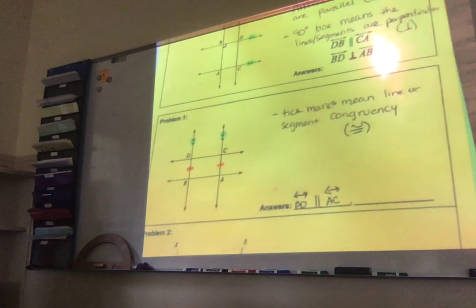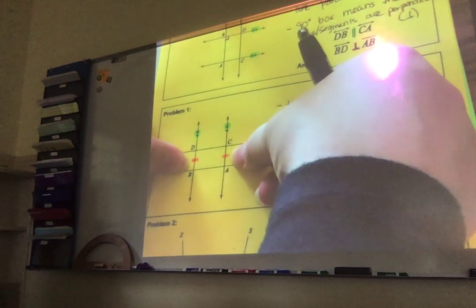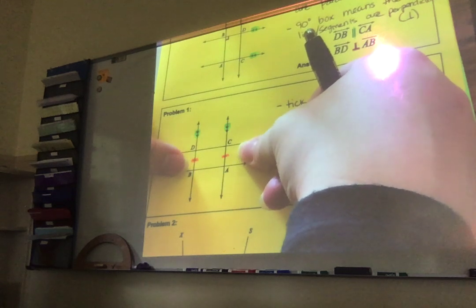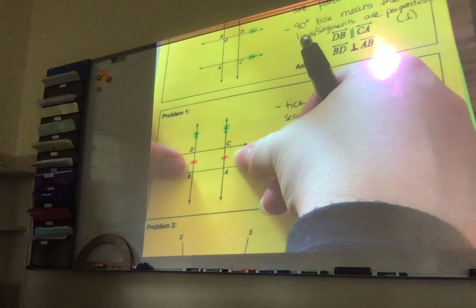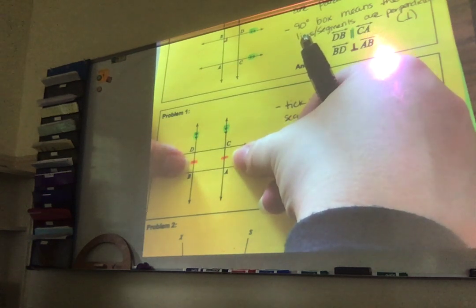What two letters make a line segment that's congruent to each other? I'm looking at these two tick marks right here. What two line segments are those? What are their names? So you use the letters to make a name.